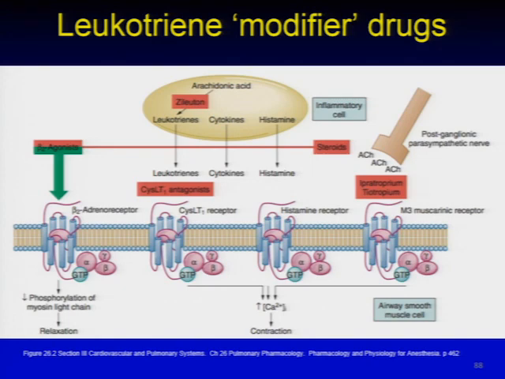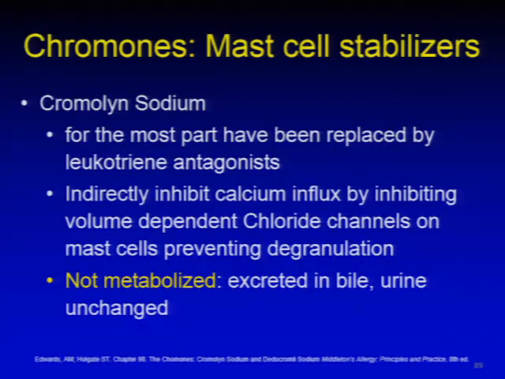Leukotriene modifier drugs are aimed at blocking the end products of the arachidonic acid cascade. The CysLT1 blocker, known as Singulair, is used commonly. The leukotriene D4 and E4 receptor blocker, Accolate, essentially has the same effect. Now, mast cell stabilizers block chloride channels that indirectly block calcium influx. This calcium influx is essential for histamine-filled vesicles to fuse to the cell membranes and eventually to degranulate. Cromolyn sodium is the classic example, but it's really been replaced by leukotriene blockers.